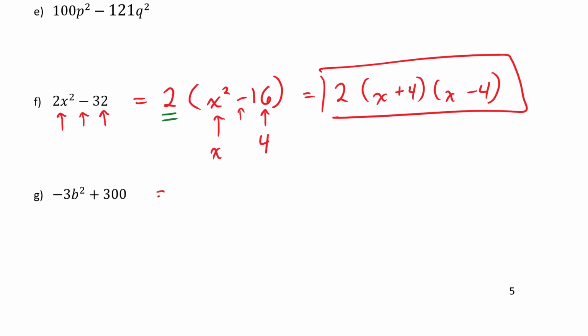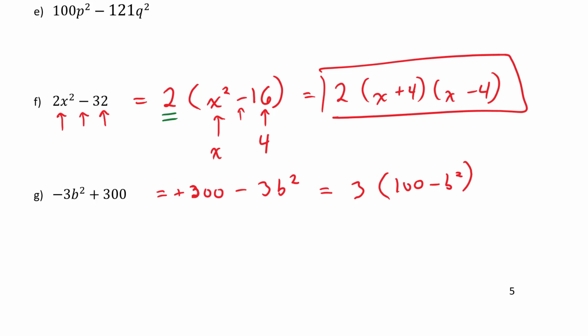Let's first rearrange it. We'll move the 300 to the start. We'll move the 3b squared to the end. These two things are equal to each other, right? This is positive 300 minus 3b squared. Same thing. Just make sure you keep the negative sign with the 3b squared. Now, this is not a difference of squares until we pull out a common factor. Common factor between the two, I can pull out a 3. 100 minus b squared.